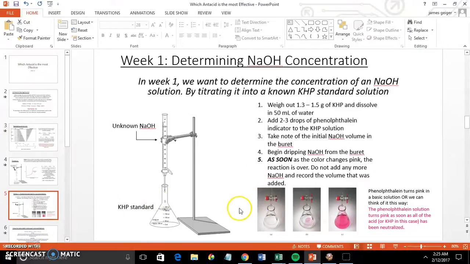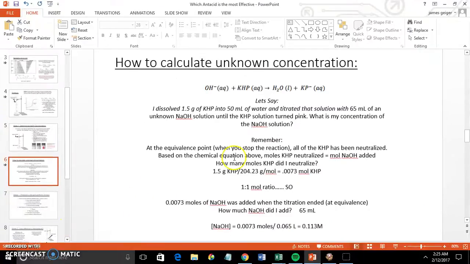So, how do we figure out what our concentration of KHP is? Well, let's look at, we have this reaction going on between our sodium hydroxide and our KHP. So let's say I dissolve 1.5 grams of KHP into 50 milliliters of water, and I titrated that solution with 65 milliliters of an unknown NaOH solution until the KHP solution turned pink.